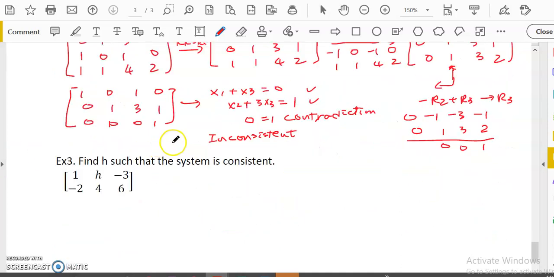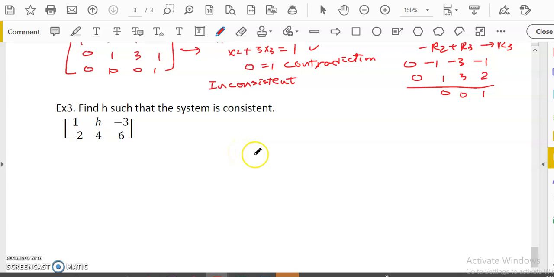There are other questions like the following question. Find h so that this system is consistent. Okay, so to be consistent, that means you don't want to have any 0 equal to a nonzero constant, right? So let's look at how we can do it. Convert it into upper triangular. So this is a negative 2, I want this to be 0. So I would do 2R1 plus R2, put it back into R2, right?